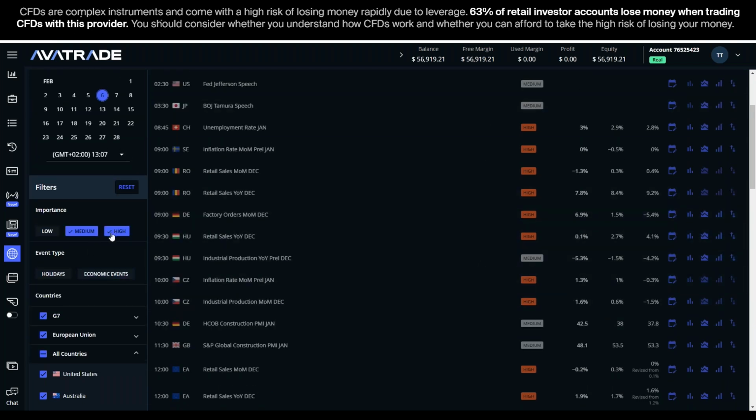And I filter only the high and medium level. I leave the low level announcements off in terms of importance level, because the higher-level ones tend to have larger movements on the currency pairings and also in the equities and the indices.